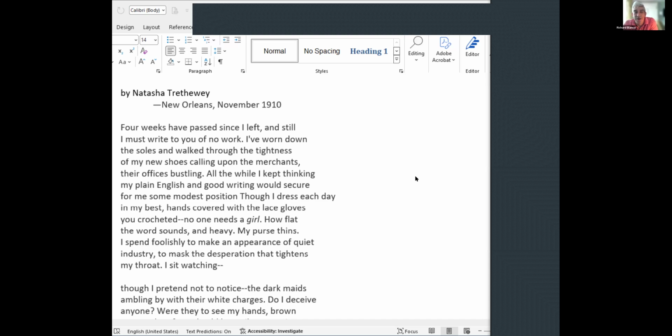Even the word, keep thinking of plain English, of good writing, security, and modest, though I dress each day in my past, hands covered with, I'm trying to think where the purse things that someone pointed out. That's personification, right? You wouldn't necessarily say that in a real letter. My purse thins, right? Very good point. And it's always finding that balance of being believable, but also understanding that it's a conceit. And the fine line is the pleasure that the reader gets out of it. How can you construct this, right?